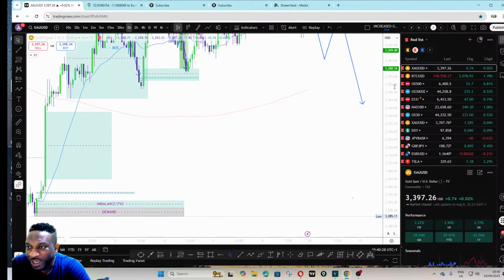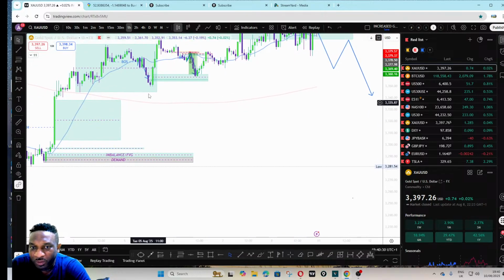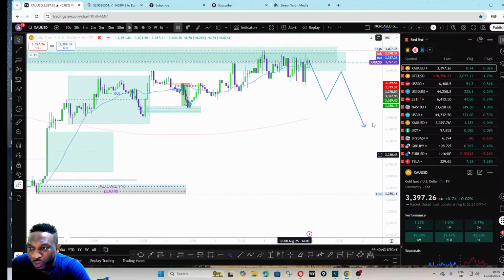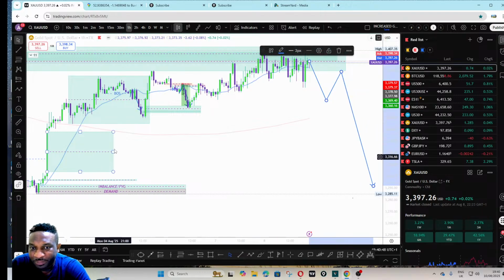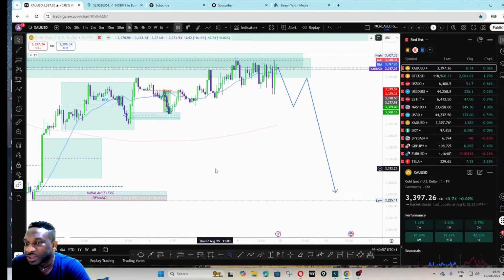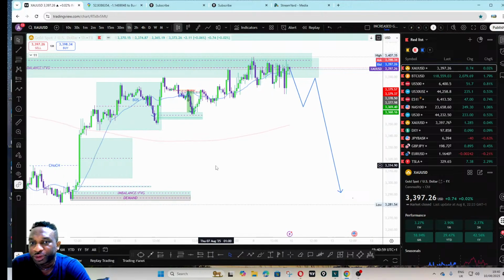So what we're looking at on the DXY, we saw the big area on the DXY. On gold as well, we have this same big area down here. So our anticipation is if DXY is going to go up, we also have this pending zone on gold that we anticipate to be filled. Yeah, so that is the take on gold for this coming week.